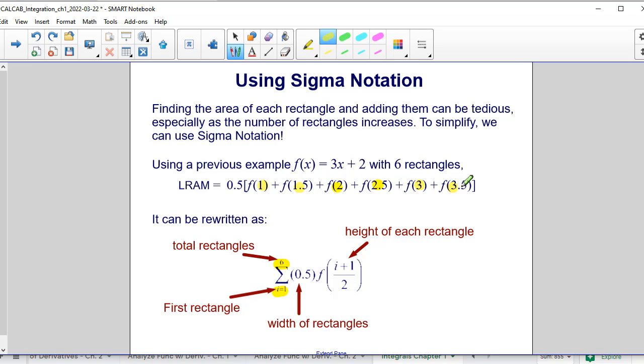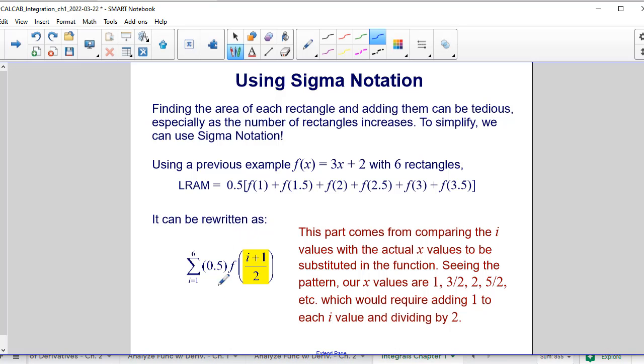Let's break this down a little bit further and see how we came up with the sequence of 1, 1.5, and so on out of (i plus 1) divided by 2. This highlighted part right here, (i plus 1) divided by 2, comes from comparing the i values with the actual x values to be substituted into the function. Seeing the pattern, our x values are 1, 3 over 2, 2, and 5 over 2, etc., which would require adding 1 to each i value and then dividing by 2.